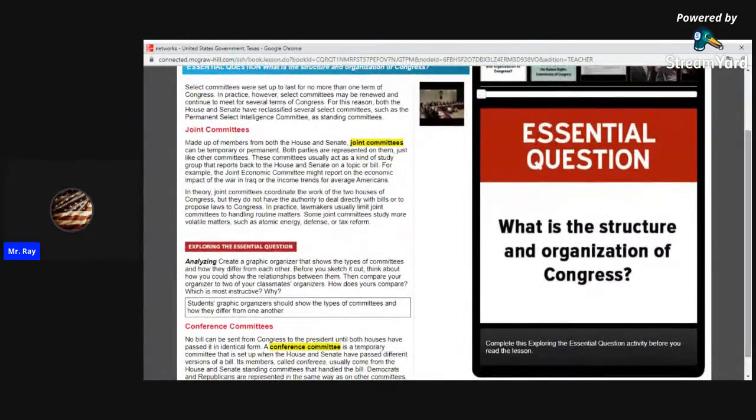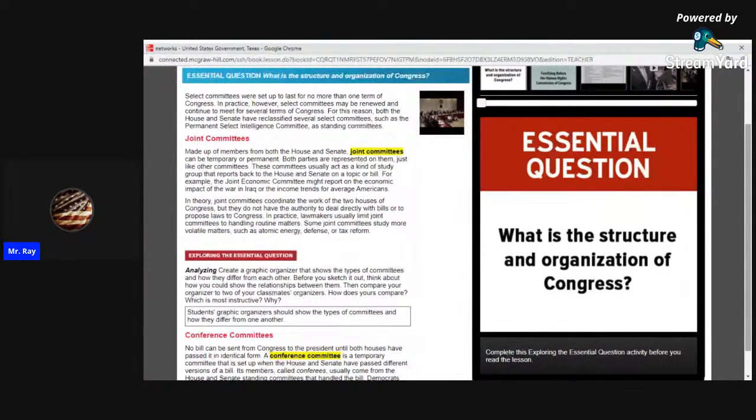Joint committees is when the House and the Senate get together. It can be temporary or permanent, and they're there just to report facts and information back to the House and the Senate. Like, for example, what is the economic impact of an action that the government is going to take, like going to war. These are joint committees. And then we have conference committees.